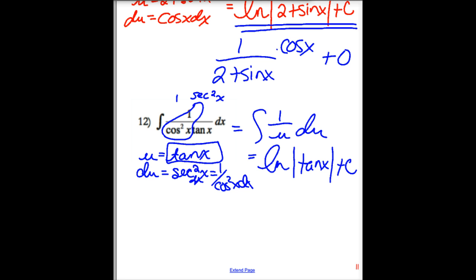So I think I have 2 more on the next page, and that'll be it for this section of notes. So my gut instinct is to take the 4 out front. Keep in mind now I'm doing a definite integral. I've got limits of integration, so my answer will be a number.